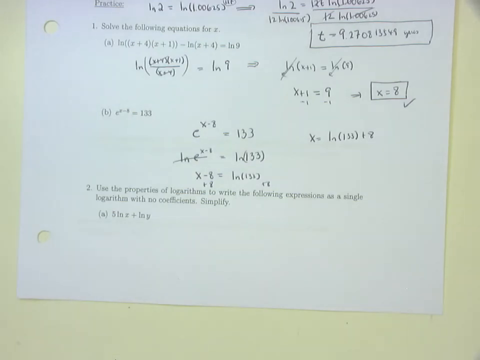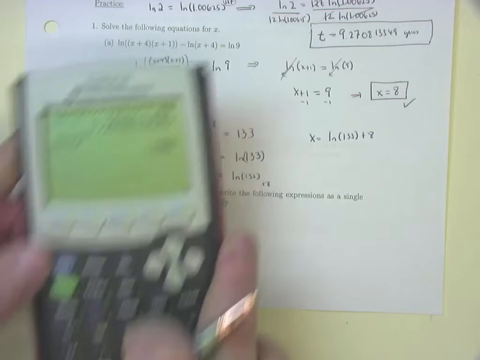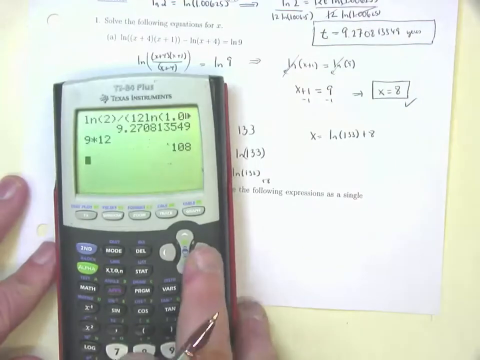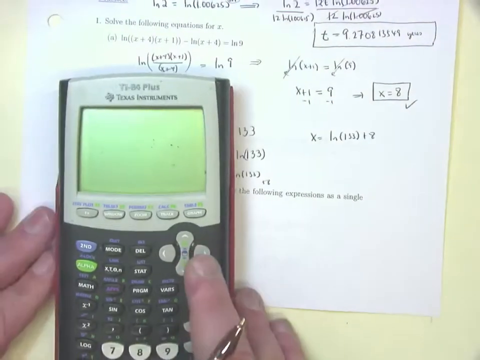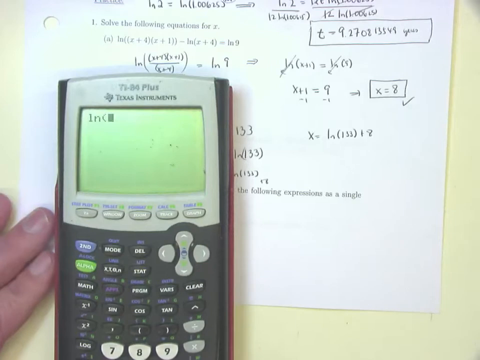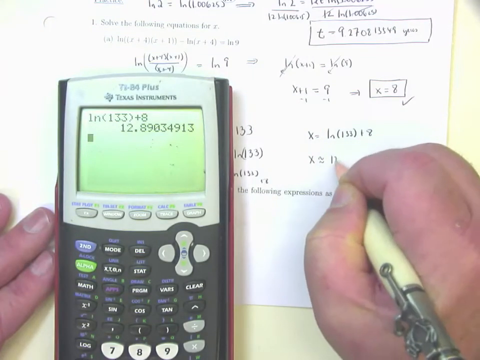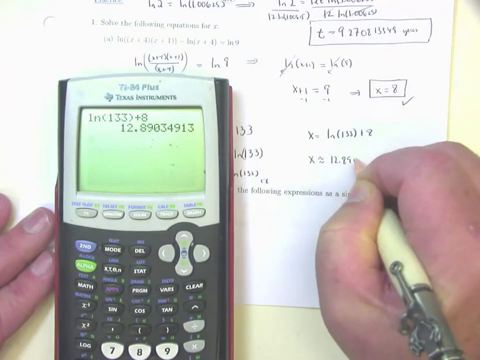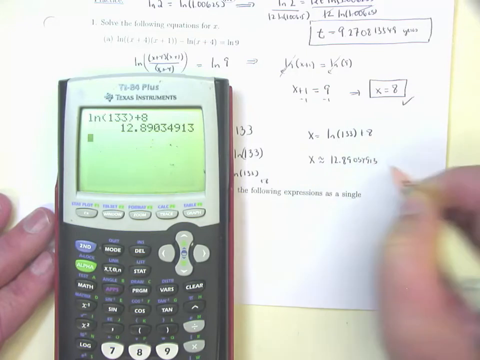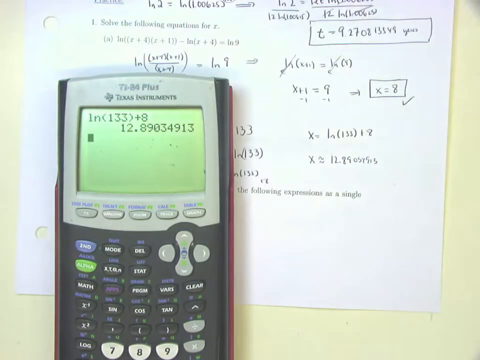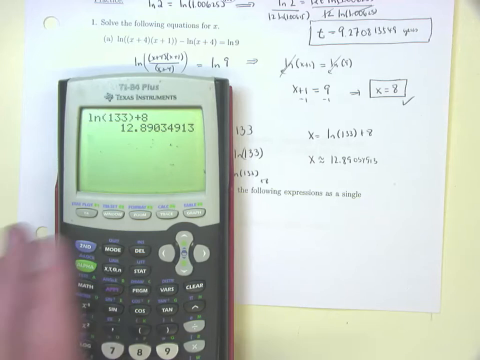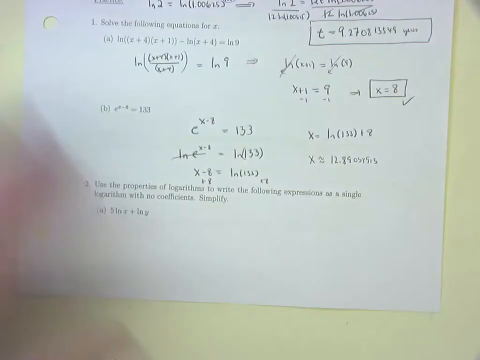If they want you to round the answer to a certain number of decimal places, then in that case, I'm going to put it on my calculator and see what the decimal is. So this would be the natural log of 133 plus 8, and it's approximately, and we use the famous squiggly, equal to 12.89034913. And obviously there are more decimals behind it, and then you can round it to how many decimals they would like you to have, your choice. Or their choice, actually. Does that make sense? Okay? Take a look at this one here.